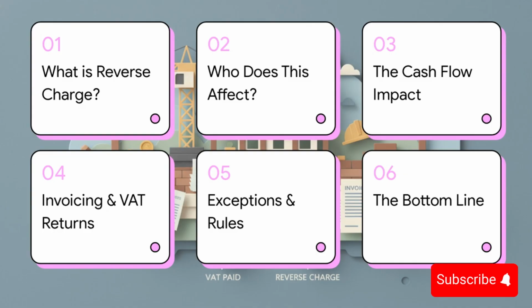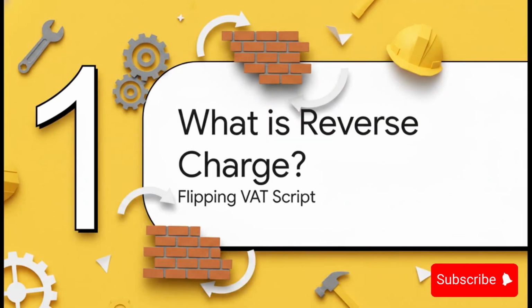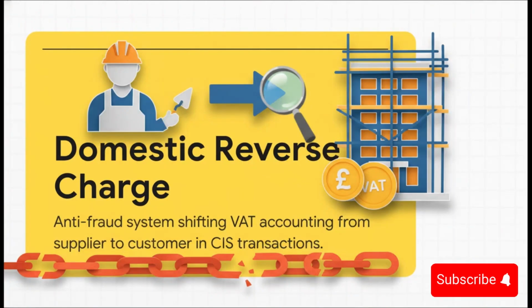Let's jump in. All right, Section 1, what is the reverse charge? Subtitle, Flipping the Script on VAT. Let's get right into it. So to start off, we really have to look at this massive shift HMRC introduced. Why did they do it? Basically, to combat fraud in the construction industry scheme, or CIS. The domestic reverse charge, or DRC for short, is at its core an anti-fraud system.